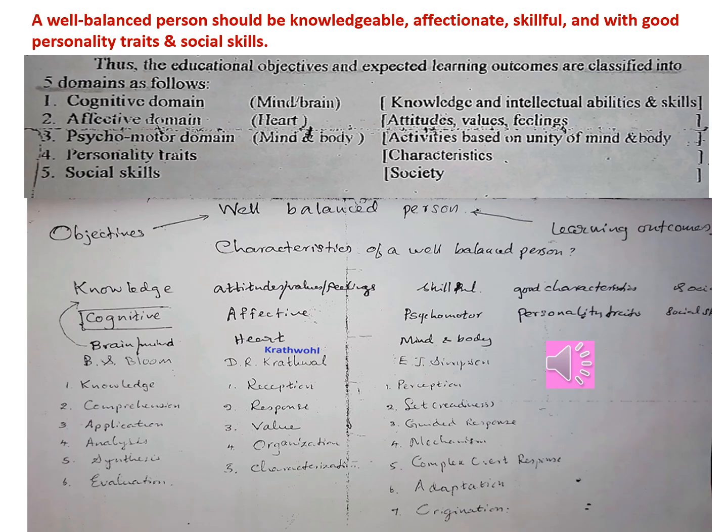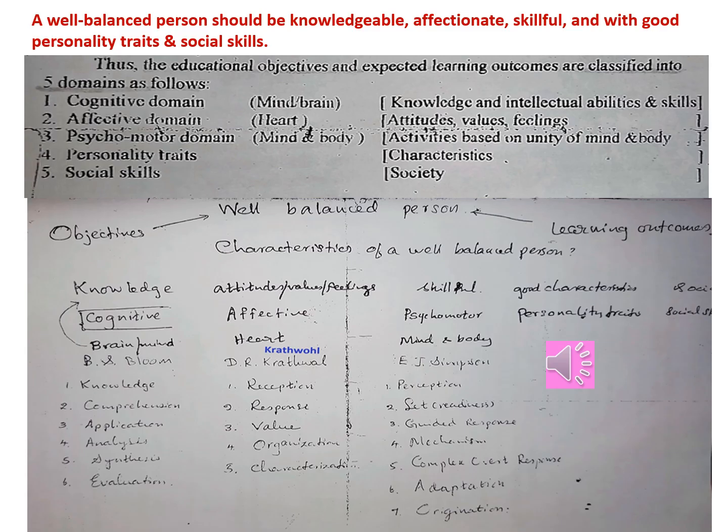So to produce a well-balanced citizen with all these 5 aspects, we should have our lessons or the objectives of the lessons based on these. Right? Then only we can produce a well-balanced citizen. If not, we will be producing a knowledgeable person. Is that good? No. Only a skillful person? No. Other things are also needed. Knowledge, affections, attitudes, good personalities, those things are also important.